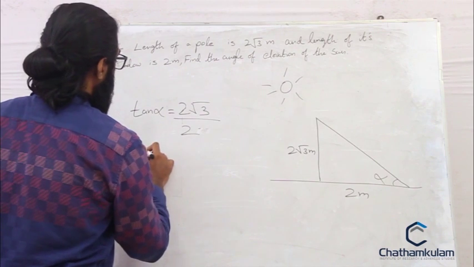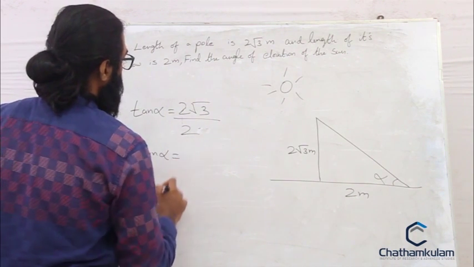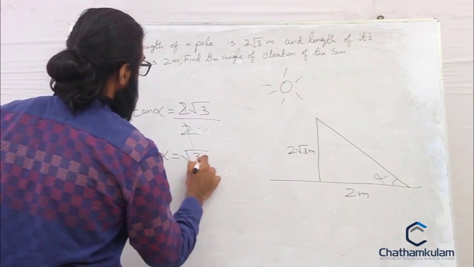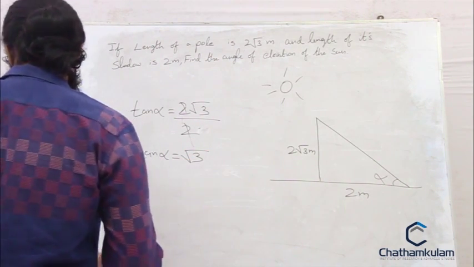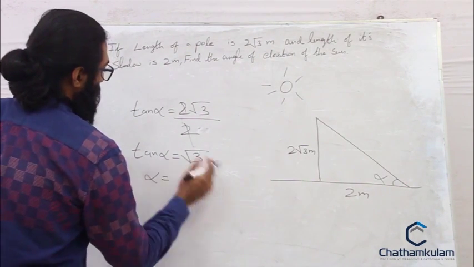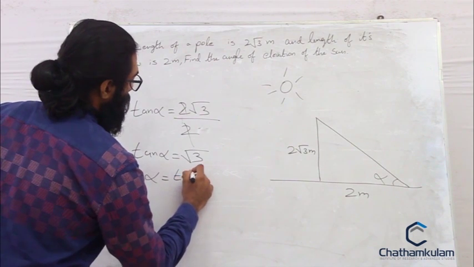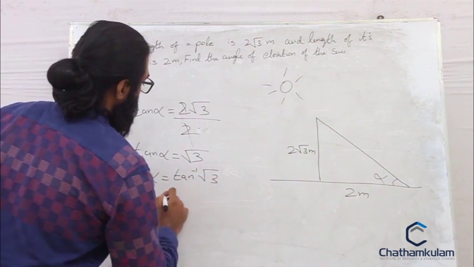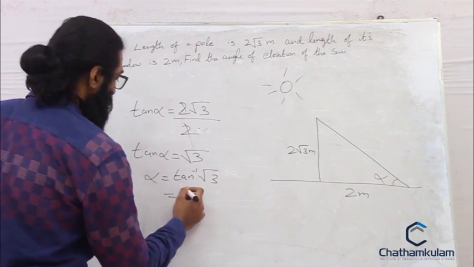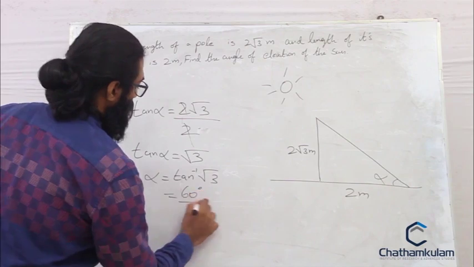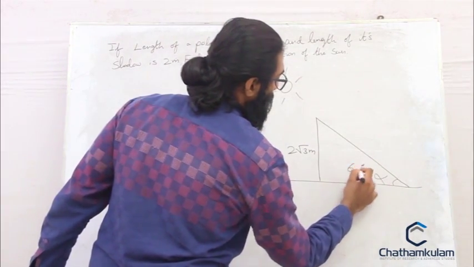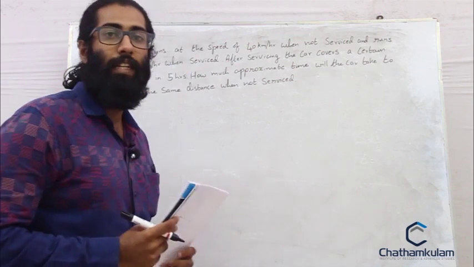So we get tan alpha as, cancel this 2, we get tan alpha as √3, right? So alpha equals tan inverse of root 3. We get the tan inverse of root 3 is 60 degree. So the angle here is equal to 60 degree. So let's see the next question.